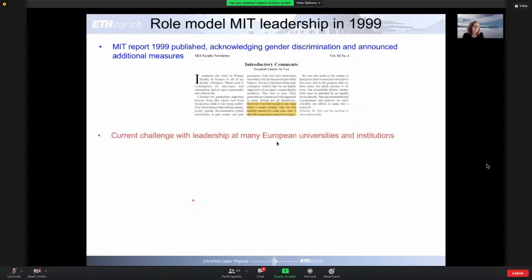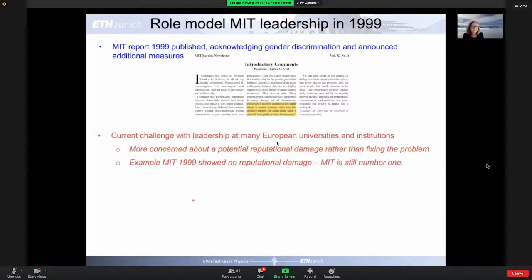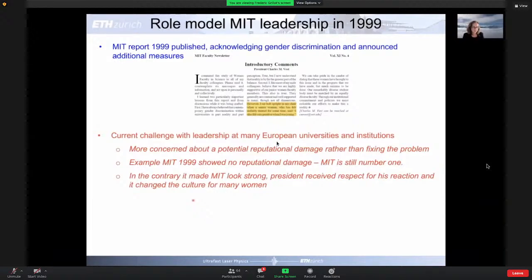But the current challenge with the leadership at many European universities and institutions is that the leadership is more concerned about the potential reputational damage rather than fixing the problem. The example of MIT actually showed that there was no reputational damage. MIT is still number one. On the contrary, with this reaction of the president at that time, it made MIT look strong. And the president received a lot of respect for his reaction, and it changed the culture for many women.